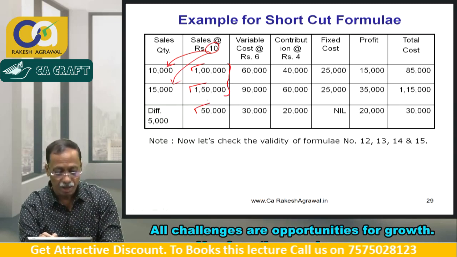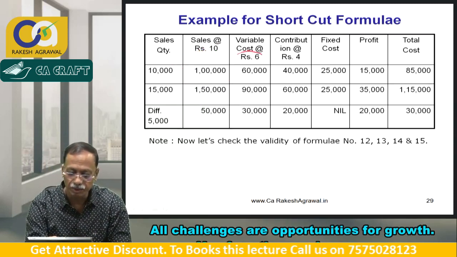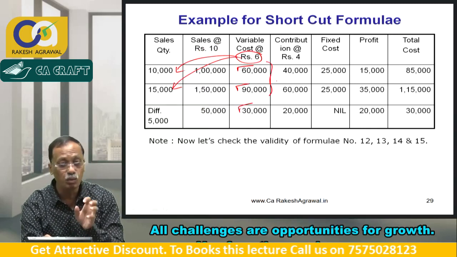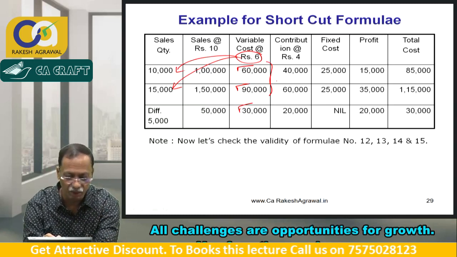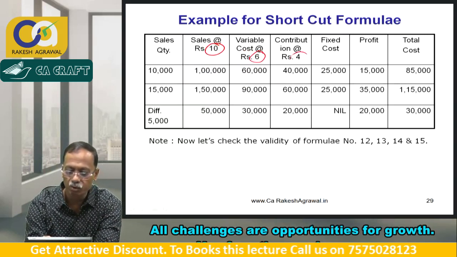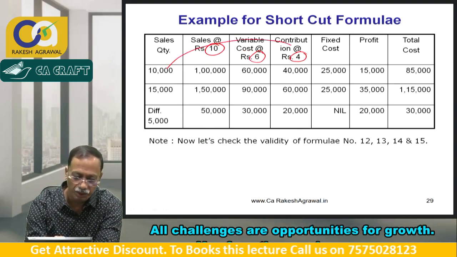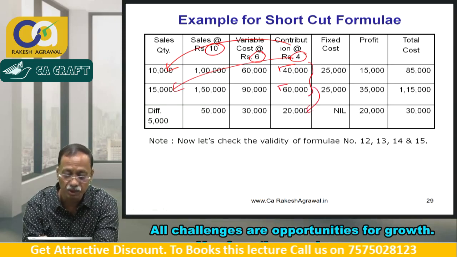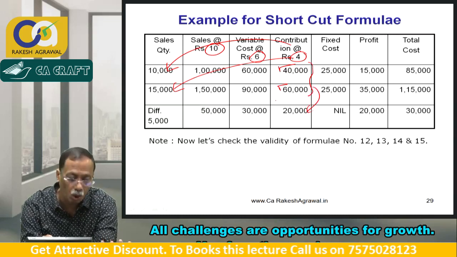Don't worry. Now I am taking variable cost at the rate of 6 per unit. 6 per unit into 10,000 is 60,000 rupees. 6 per unit into 15,000 is 90,000. And the difference between these two is 30,000. This is the difference in total variable cost. Now 10 rupees sales price, 6 rupees variable cost, 4 rupees is contribution per unit. Contribution per unit into number of units gives total contribution, 40,000 and 60,000. The difference between 40,000 and 60,000 is 20,000. So 20,000 is differential contribution.